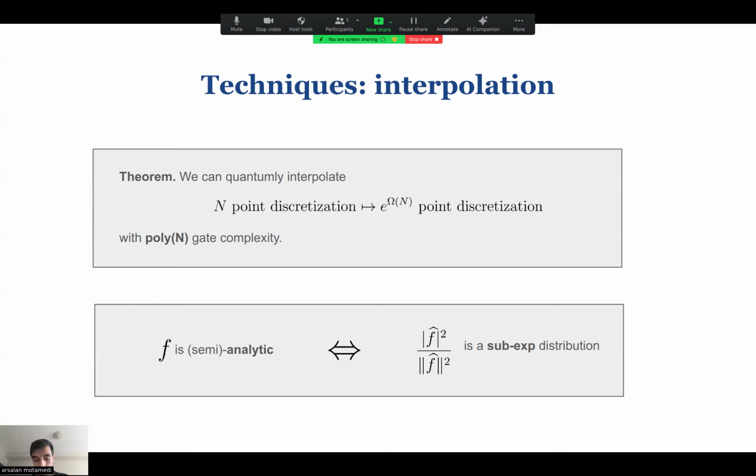Okay. Having said that, I should also mention that I believe this interpolation technique could be applied more broadly to other problems as well, and it could have further applications.